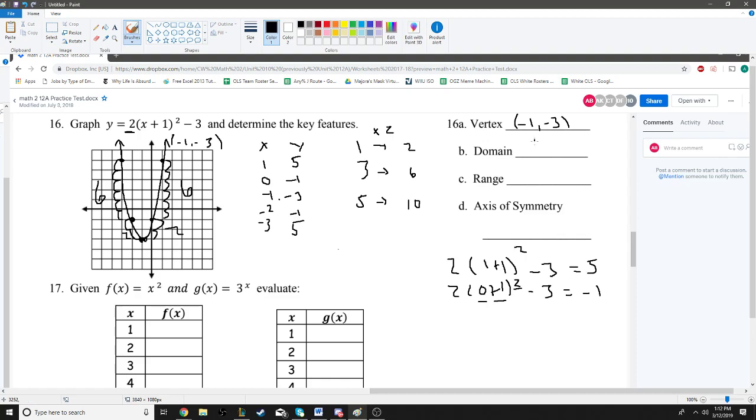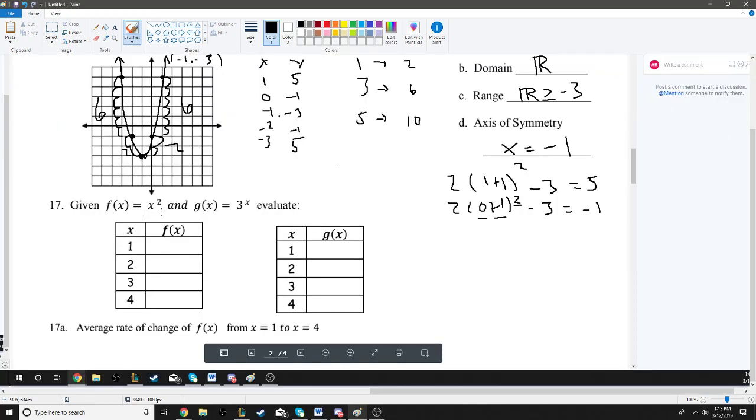The domain of a function is all real numbers, unless it's a real life function. The range, since it's a positive function, you can tell because the a value is a positive number, is going to be greater than or equal to the y value of your vertex, -3. And the axis of symmetry is just the x value of our vertex, -1.